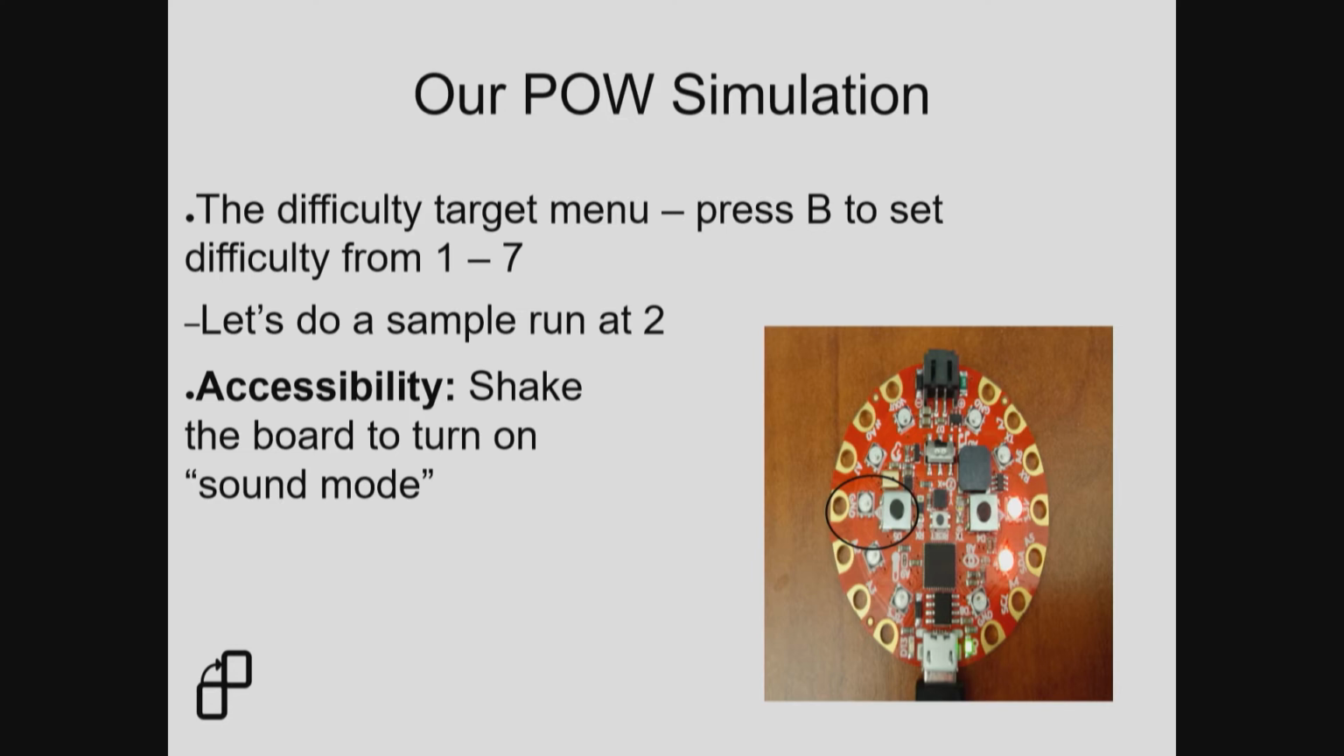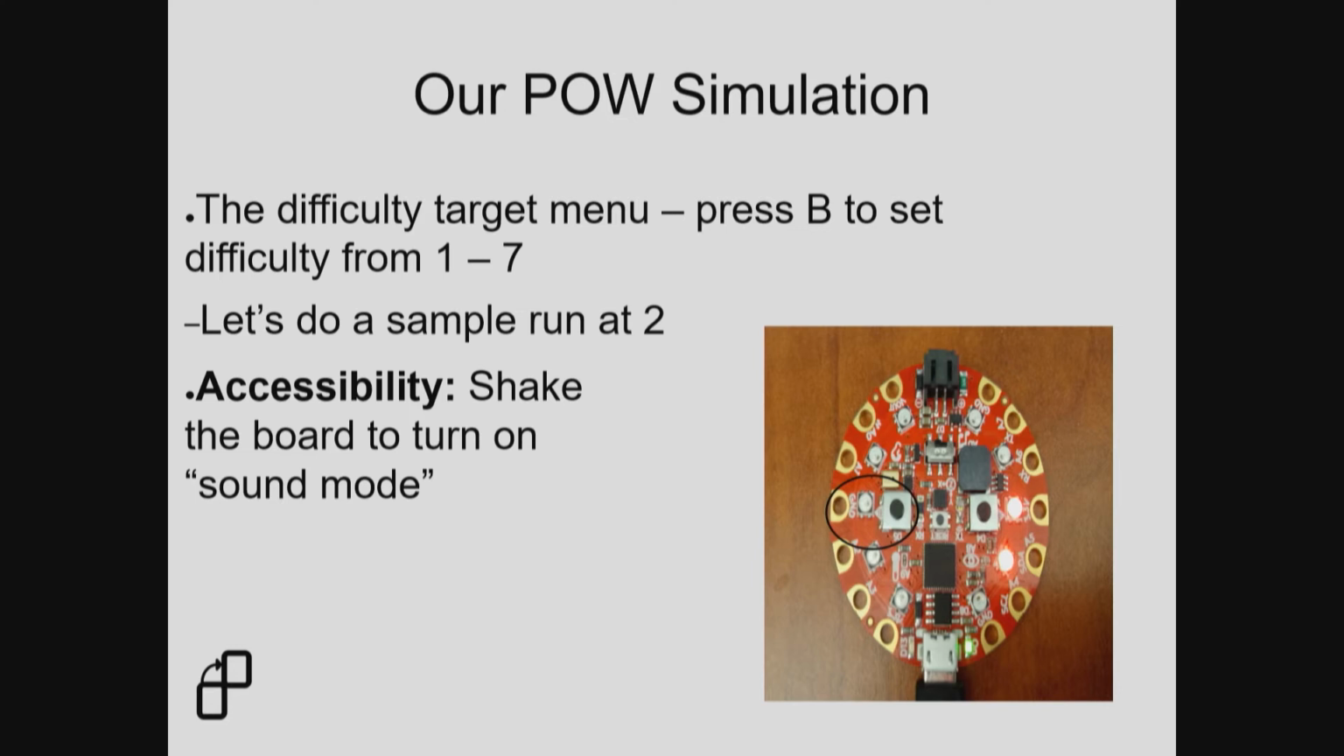So if you have one with a battery pack, just go ahead and switch the switch to on, and that'll automatically power up the device. If you have a USB cable, simply just plug it into your laptop, and there's some extra fun stuff you can do if you have your laptop on you. Okay, so once you have your device plugged in, you're going to see one red LED light up. So we are on the difficulty programming menu, and there's a button, one of these two buttons here, labeled with a B on it. And you want to use that to set a difficulty target from 1 to 7.